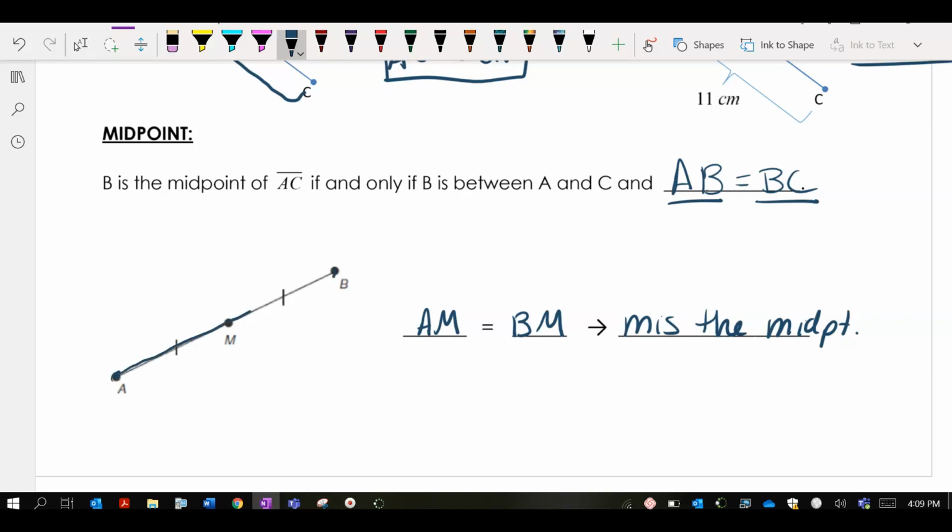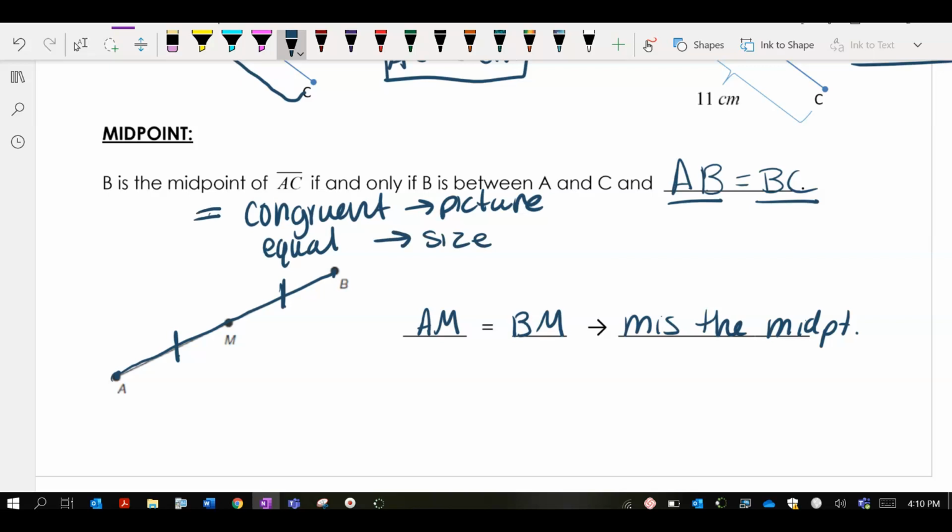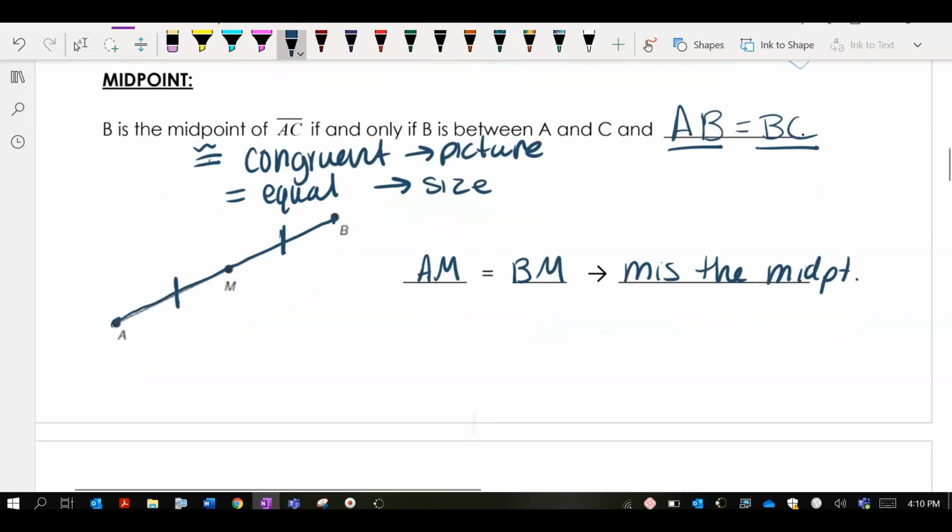So we have this line segment AB. This line segment AB has the point M in the middle and these two tick marks. Those two tick marks show that something is congruent. So that's talking about the picture. So congruent talks about the picture. Okay, so equal talks about the size. So congruent, you'll see, is the notation of an equal sign with a squiggle. Equal is just an equal sign. So over here, AM equals BM, so we know M is the midpoint.